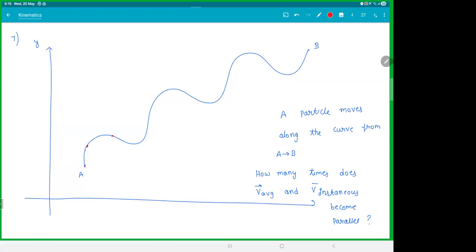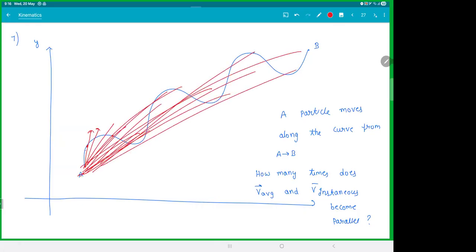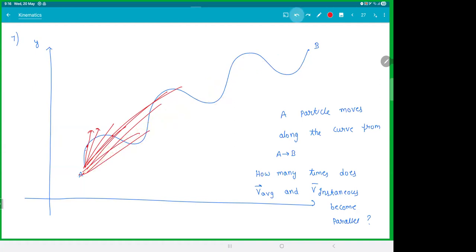So see, average, dekho kaisa hoga, ye V average tha, ye V average, V average, V average. So you just keep joining all the points from here. These are all V averages. And I'm saying there are some points where the instantaneous and the average become parallel. How many times does it occur when you go from A to B? I hope the question was clear. If someone is not clear with the question, please ask. This is the path of a particle. You're going in this random amoeba curve. When you go from A to B, how many times do your average velocity and the instantaneous velocity become parallel?